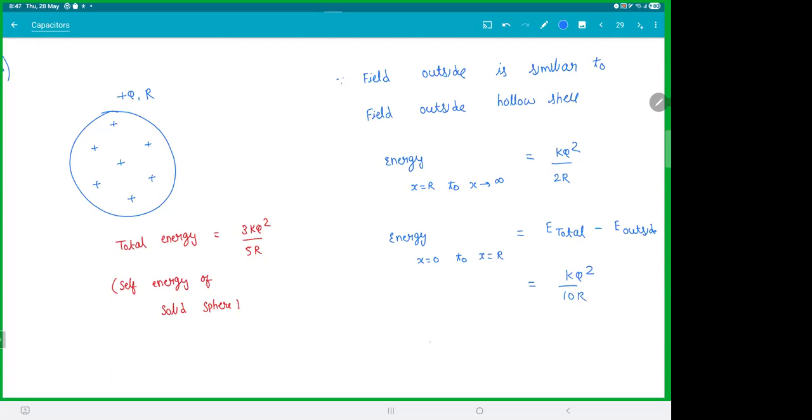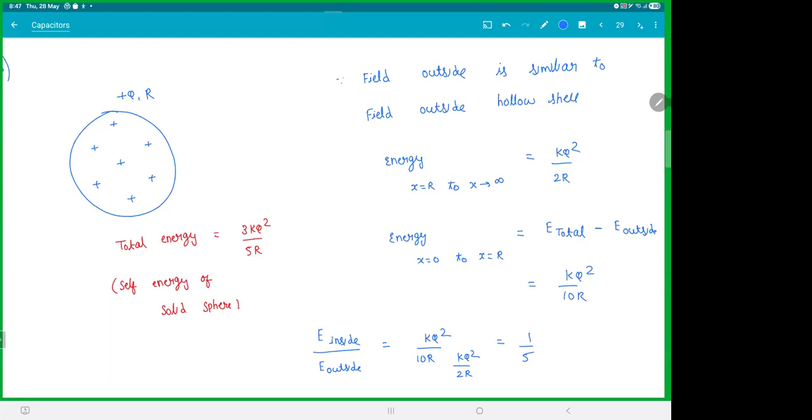And you're asking the ratio of this. So kq square by 10r and kq square by 2r. That's 1:5. Is that making sense? This is energy inside by energy outside. With that logic you can literally skip all that integration and get an answer.